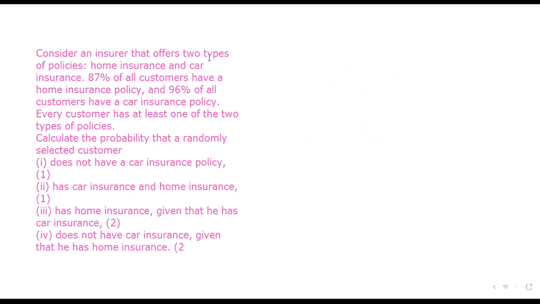Consider an insurer that offers 2 types of policies, home and car insurance. 87% of all customers have home insurance, whereas 96% of all customers have car insurance policy. Every customer has at least one of the 2 policies. So let's summarize the data. We're going to let home insurance be H. And what letter can be for car insurance? Always have a key. It's important. Let C be the car insurance.